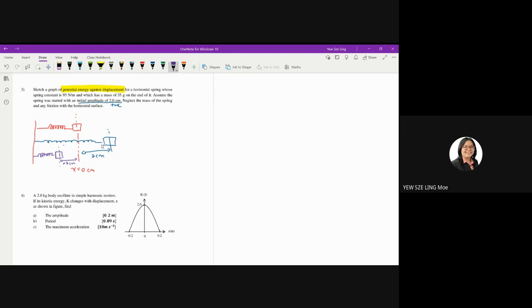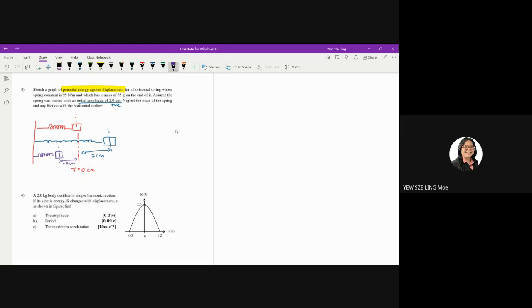When you release the blue color spring, it's going to oscillate between the purple color and blue color. It keeps oscillating, provided there's no external energy or external force acting on it, and no frictional force on the surface. So it will just keep oscillating.